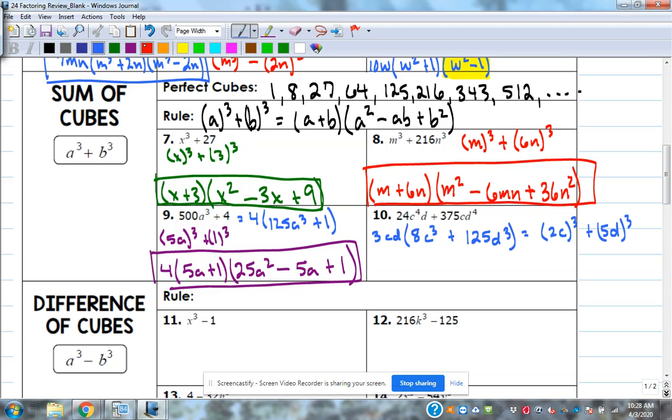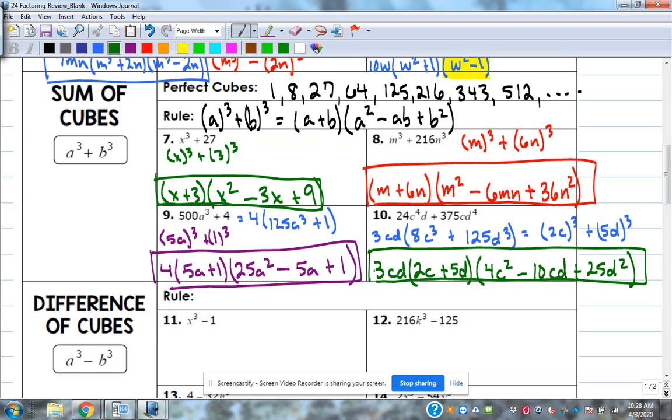And then we can do our factoring. So we have 3CD, the GCF we pulled out at the beginning, 2C plus 5D. Now the long factor. Squaring 2C would be 4C squared minus 5 times 2 is 10, C times D is CD. And then plus 25D squared. Long one on that one. A lot of stuff.